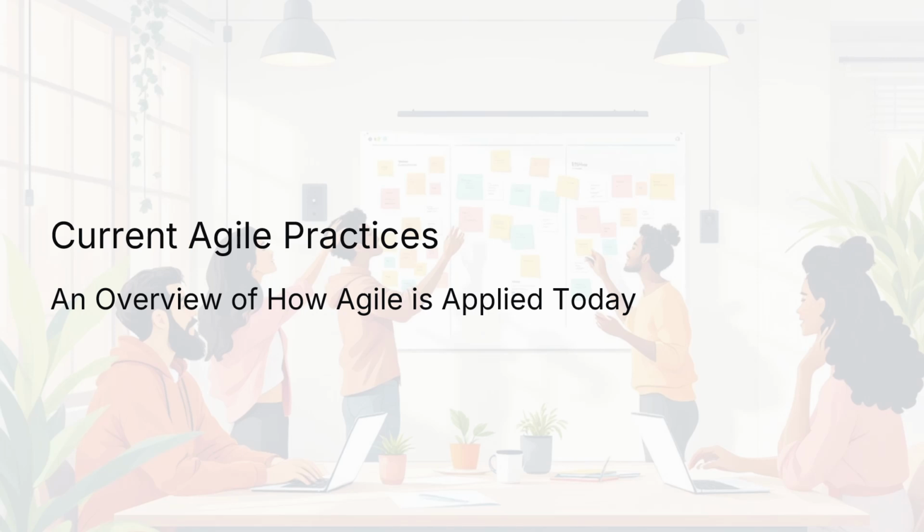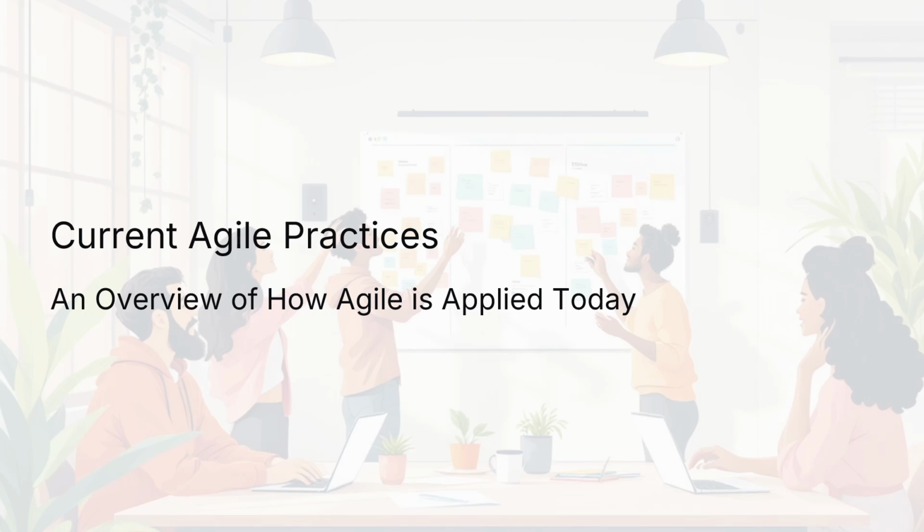In our previous discussion we explored how Agile transformed requirements engineering. Now let's look at how Agile is practiced today across industries, frameworks, and even beyond software. This session will give you a 360-degree view of what Agile looks like in real world applications, from Scrum and Kanban to modern trends like AI driven Agile and DevOps integrations.